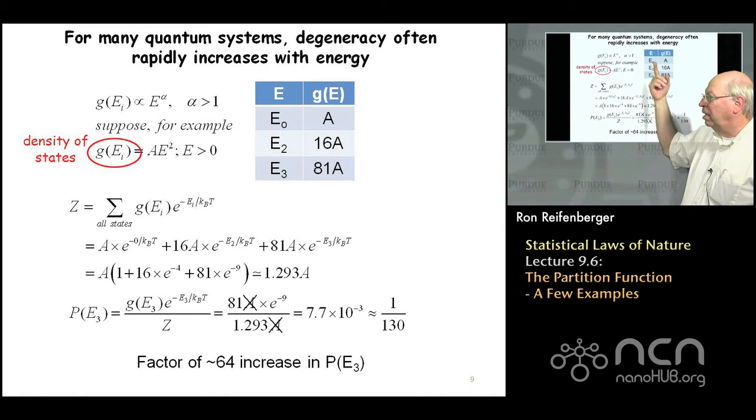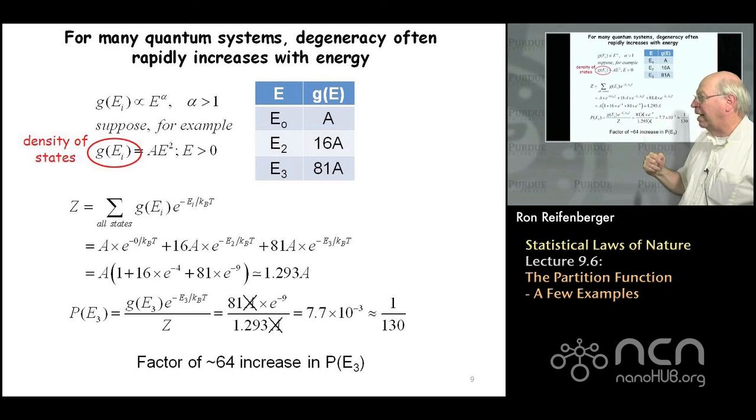So the degeneracies now for our 3 states, assuming this quadratic dependence of density of states with energy, are now A, so the ground state is the same. The second energy state is going to have a degeneracy of 16A, and the third energy level is now going to have a degeneracy of 81A. So that's going to have a big consequence, right, when you evaluate the partition function.